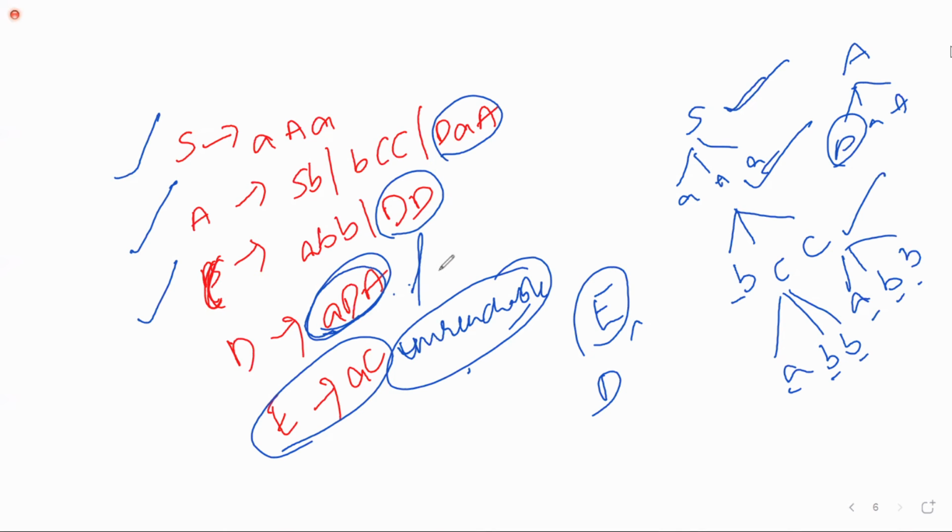Now you may have a doubt again: ma'am, A is also not directly deriving terminals. Of course A is not deriving directly, but from A you can reach C, and C is deriving a terminal part. If you apply the reflexive transitive rule and substitute here, A can derive. But when you come to D, D itself has the same D, and D is not going to derive any terminal. So D is also a useless symbol.